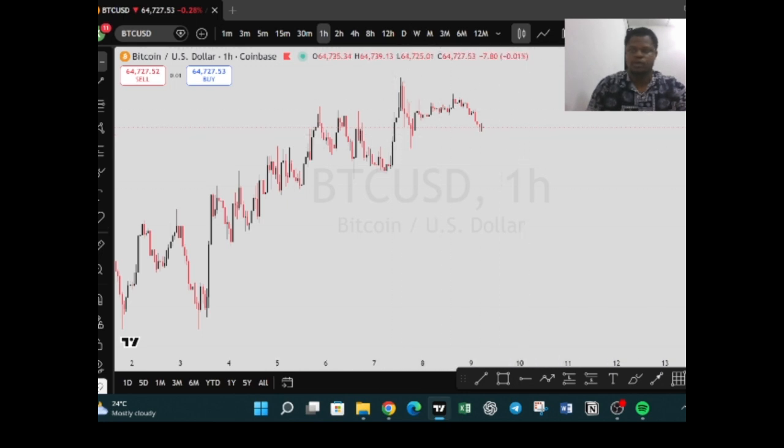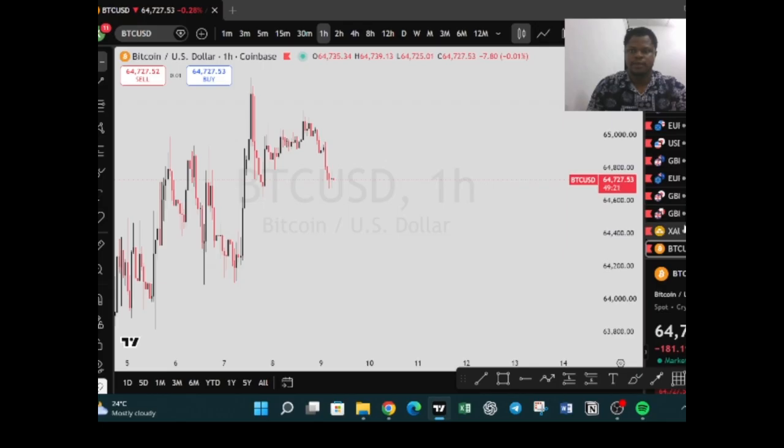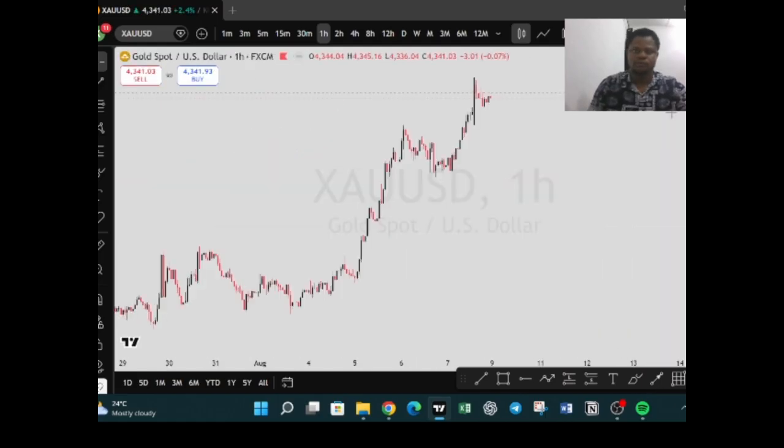So today we'll be looking at some pairs, trying to do top-down analysis based on how we trade. And as we know, we only trade the liquidity concept, combining it with structure. So let's look at gold. Let's start from gold today.